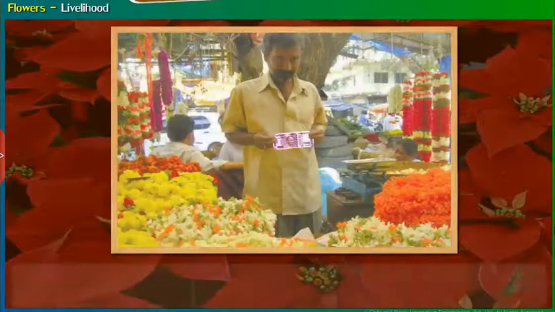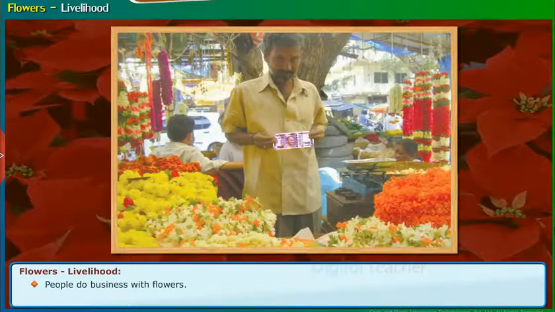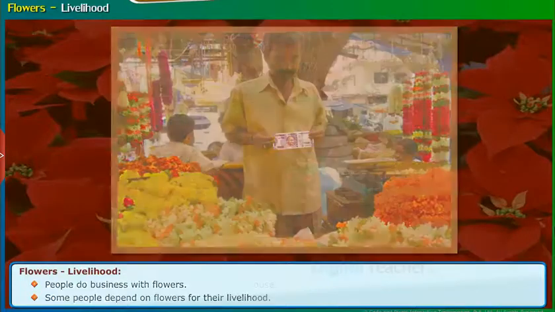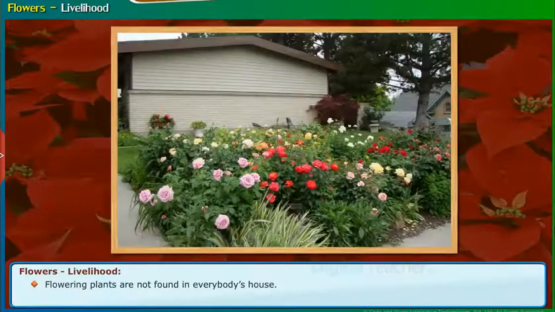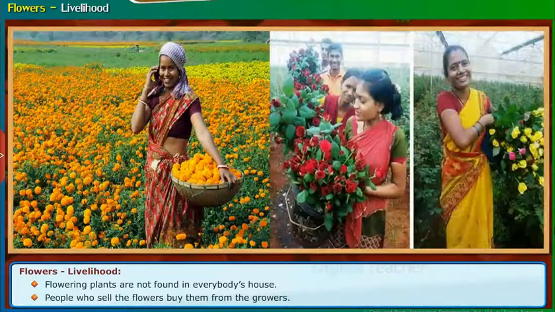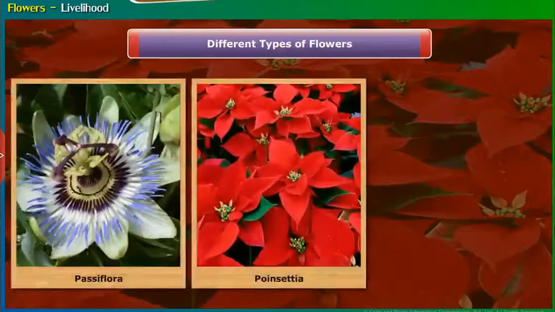Let us learn about the flowers as a means of livelihood. People do business with flowers. Some people depend on flowers for their livelihood. Flowering plants are not found in everybody's house. People who sell the flowers buy them from the growers. Different types of flowers are shown on the screen.